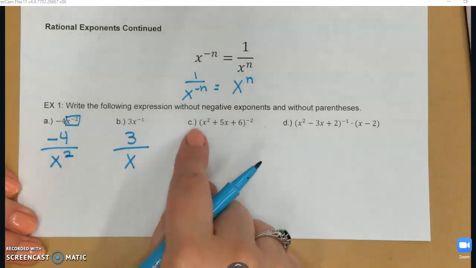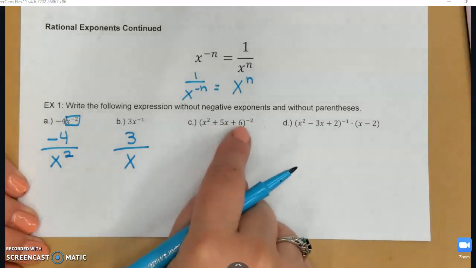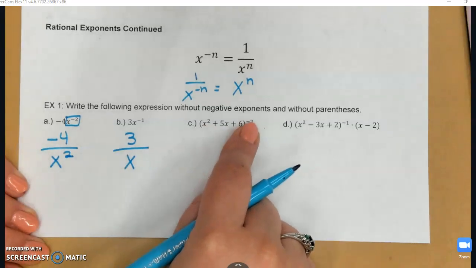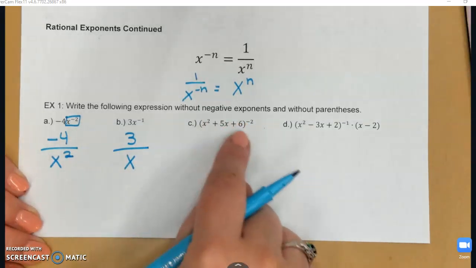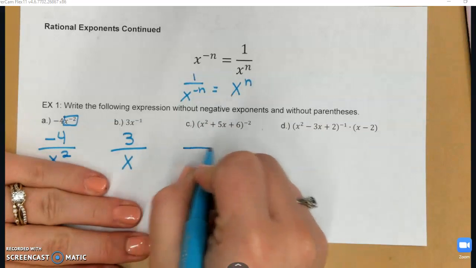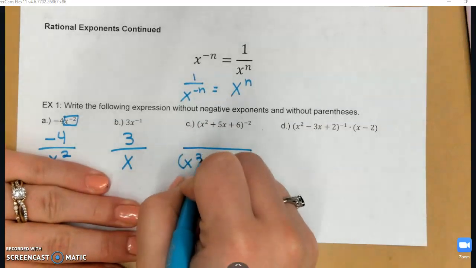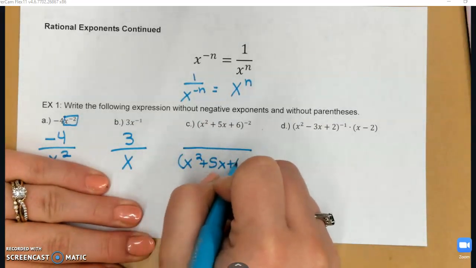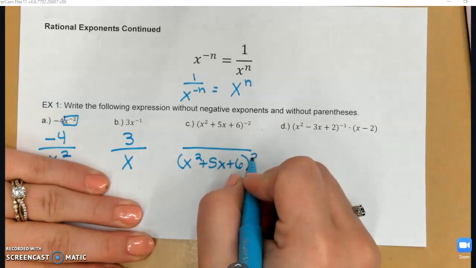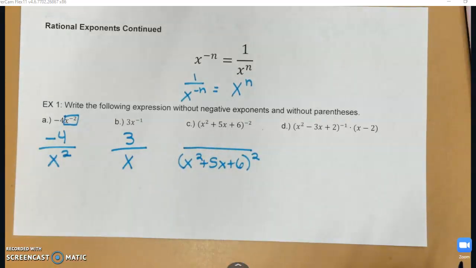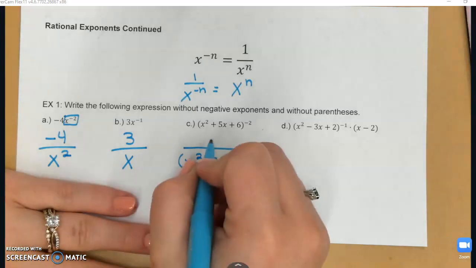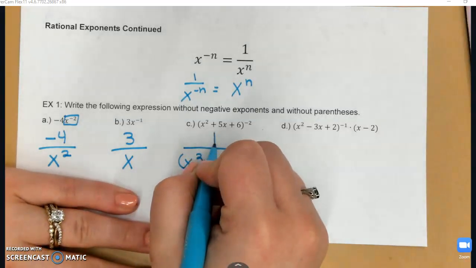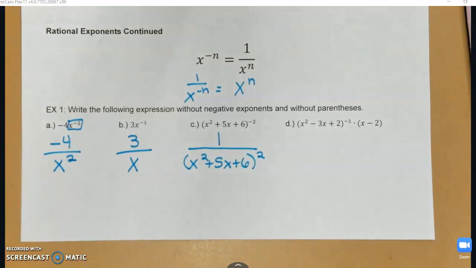Looking at C, notice how I have this whole expression in parentheses being raised to the negative 2 power. That means this entire expression has to move to my denominator so that my exponent becomes positive 2. Now, what is my numerator going to be? When you move everything into the denominator and there's nothing left over, your numerator is 1.